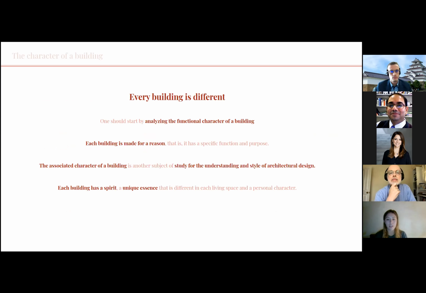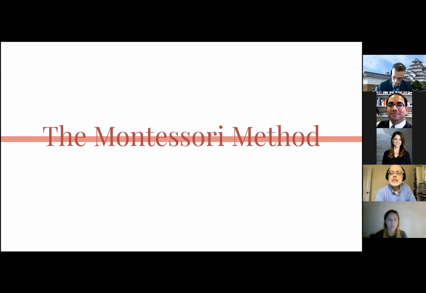In architecture, every building is different, and in order to comprehend buildings, one should start by analyzing the different characters or components that fill them. By understanding buildings, we understand that every building is made for a reason and that they are unique, and each one has its own spirit, which associates its character with the architectural design.